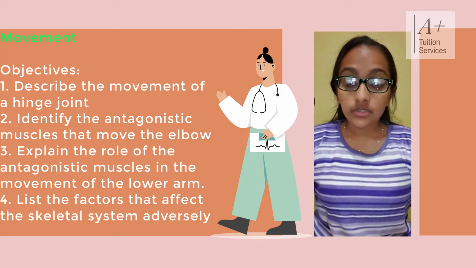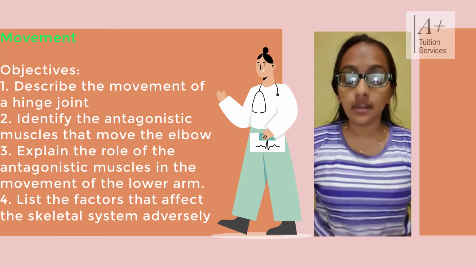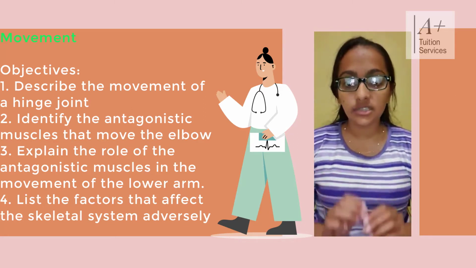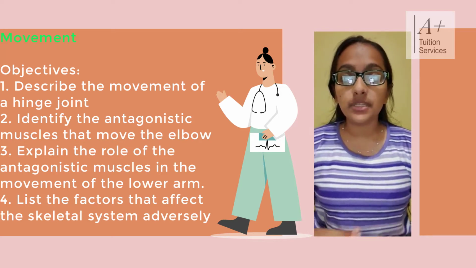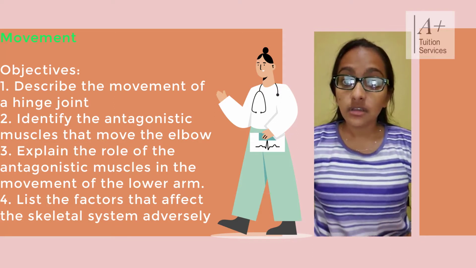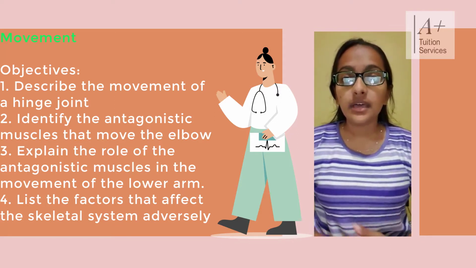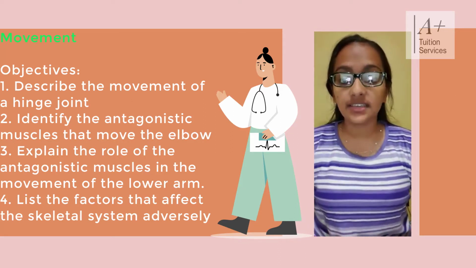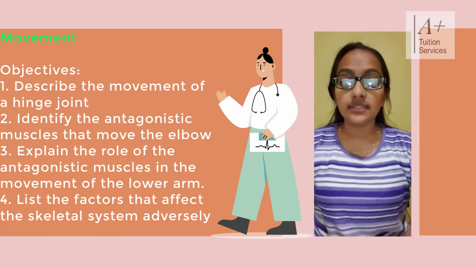Next, you should be able to identify the antagonistic muscles that move the elbow. Antagonistic meaning muscles that oppose each other. And the next thing you should be able to do is explain the role of the antagonistic muscles in the function of movement of the lower arm. And the last one, list the factors that affect the skeletal system adversely. So let's start.